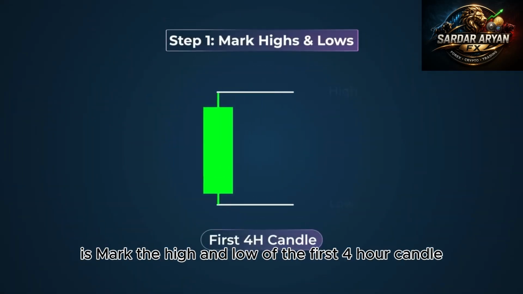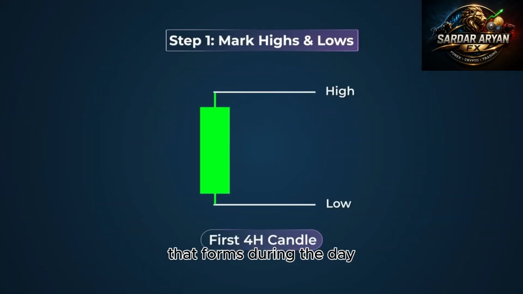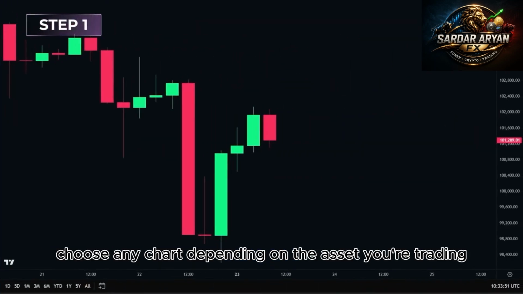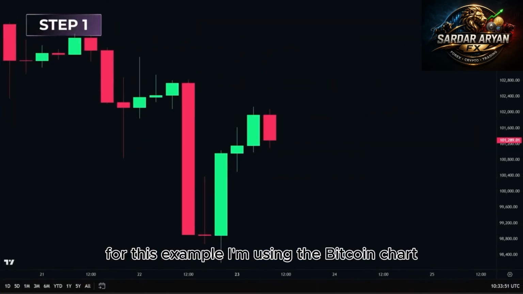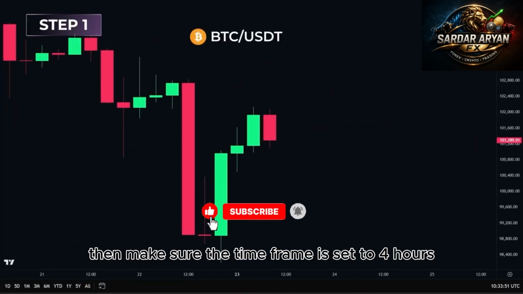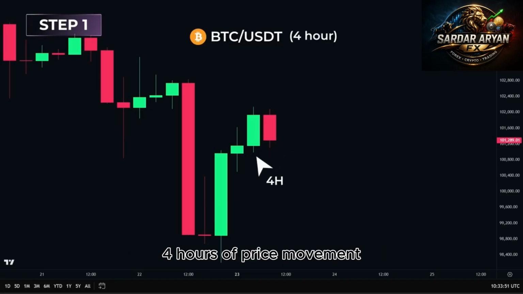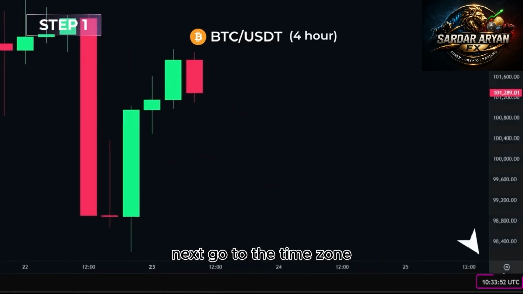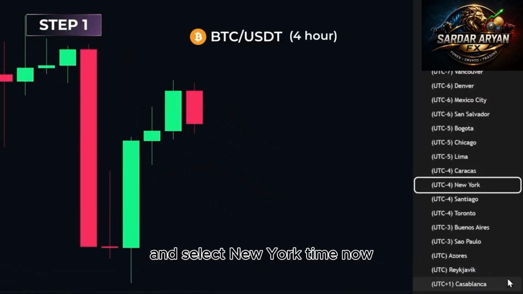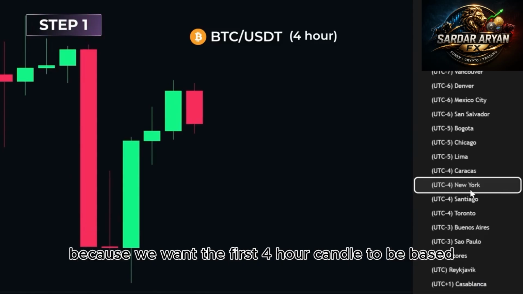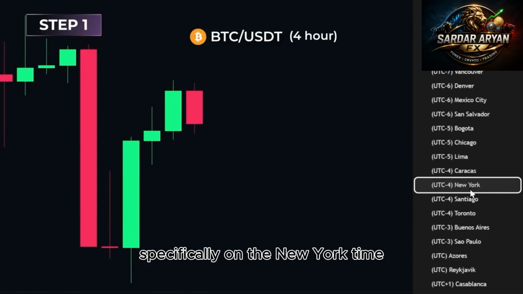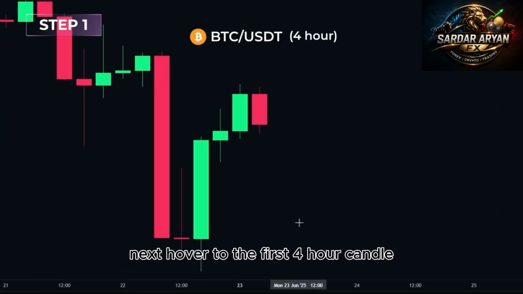The first thing you want to do is mark the high and low of the first 4-hour candle that forms during the day. Here's how to do that on TradingView. First, choose any chart depending on the asset you're trading. For this example, I'm using the Bitcoin chart. Then, make sure the time frame is set to 4 hours, which means each candle represents 4 hours of price movement. Next, go to the time zone setting on the bottom right corner of the chart and select New York time. Now this step is very important because we want the first 4-hour candle to be based specifically on New York time. Next, hover to the first 4-hour candle that formed on today's date.